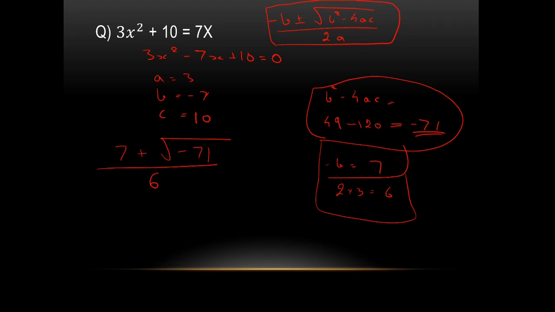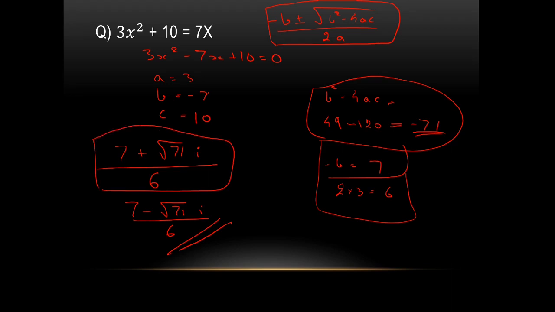So we can rewrite square root of minus 71 as root 71 i. i is the square root of minus 1. And the other answer will be 7 minus root 71 i by 6. So these two will be our two answers for the quadratic equation.